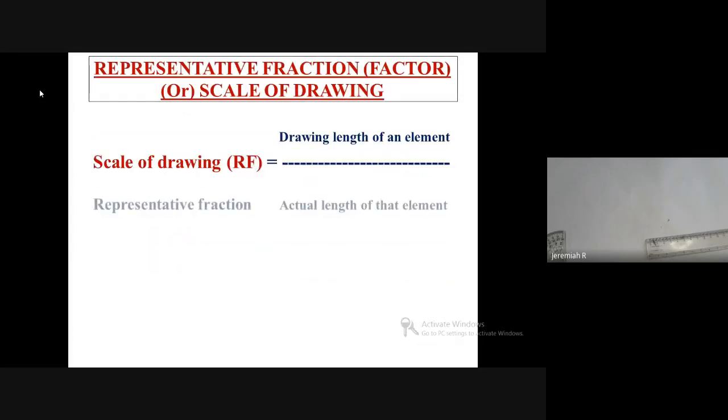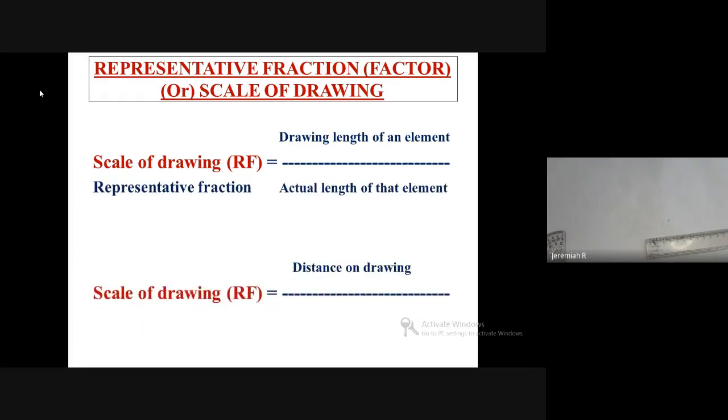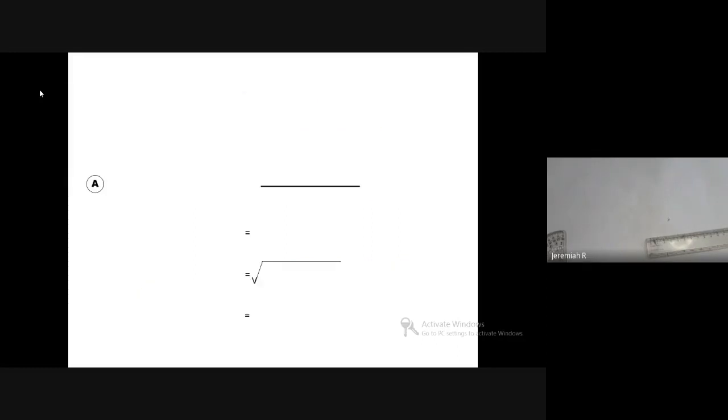There are some more formulas also. Sometimes it is the distance on the drawing divided by the distance on the object. Representative fraction, representative factor or scale of drawing, everything is the same. Without this, we cannot solve problems in scales. We need this data. The formula is drawing length of the element divided by actual length of the element, or distance on the drawing sheet divided by distance on the original object. There are some more formulas also.